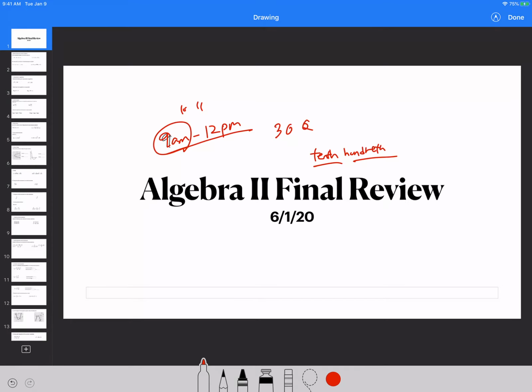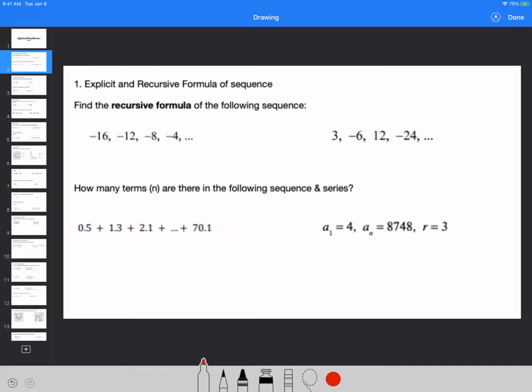Okay, so let's first begin going over the review. Number 1: explicit and recursive formula of a sequence. One of the more recent topics that we have done, and you will see this in the beginning couple of questions. Find the recursive formula of the following sequence. For these, you have to find out what the pattern is. Seems like I am adding 4 each time. It's not subtracting 4 because if it was subtracting, my negative numbers would be getting bigger. And this one is multiplied by -2.